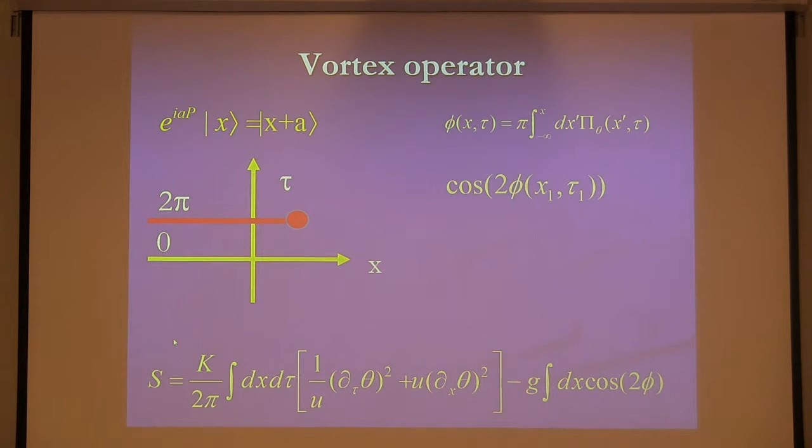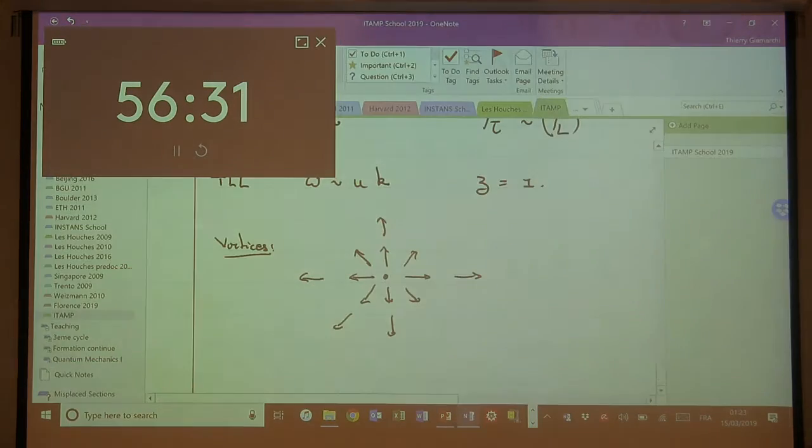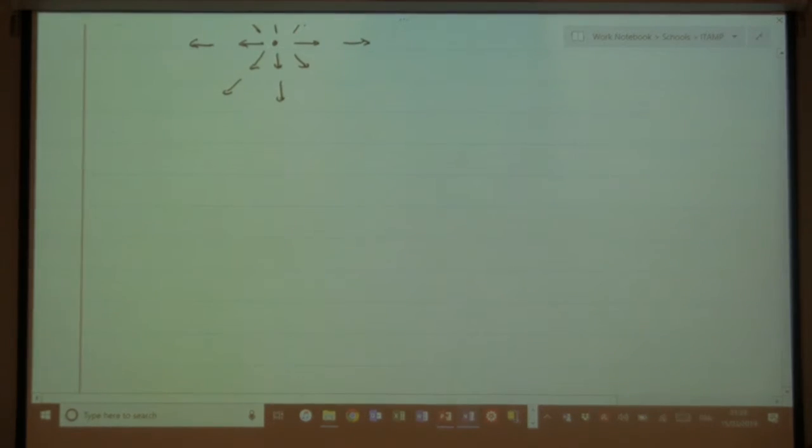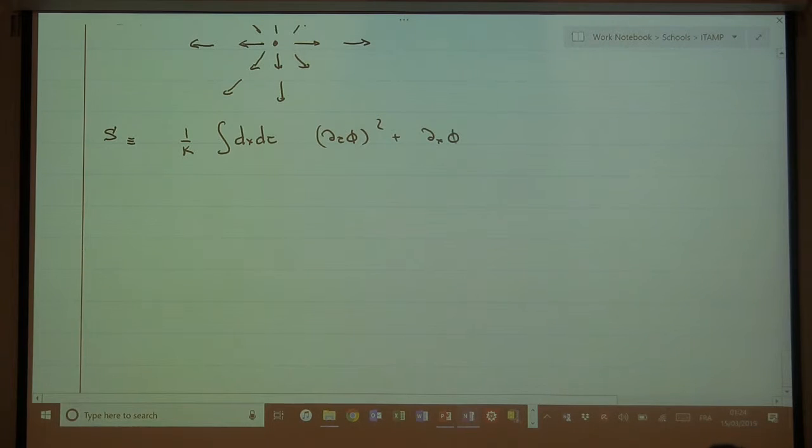So let me draw a little bit the consequence. I will rewrite the action in the more conventional way, which is the action in terms of phi. So the action will be something like 1 over K times the integral dx d tau of (d tau phi) squared plus (dx phi) squared, I've set u equal 1 just for simplicity, minus g cosine 2 phi.